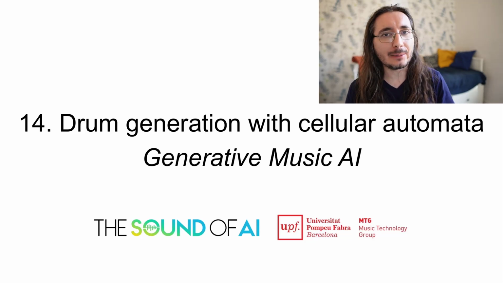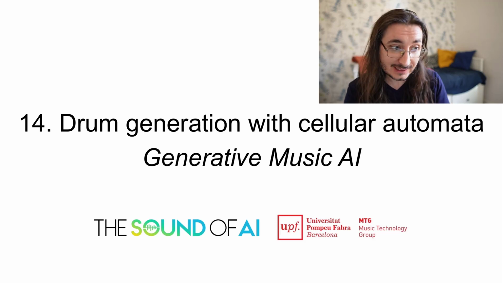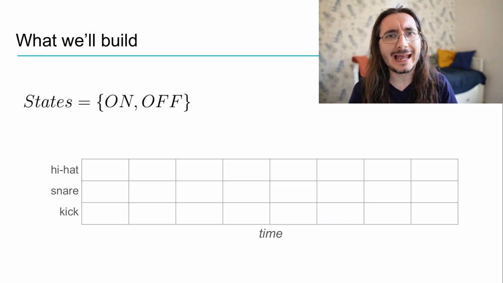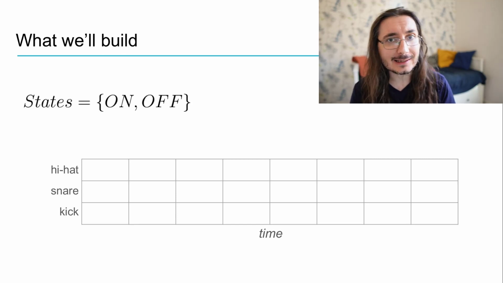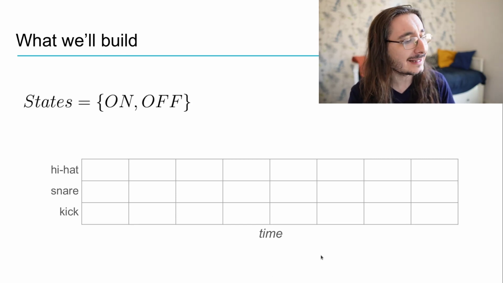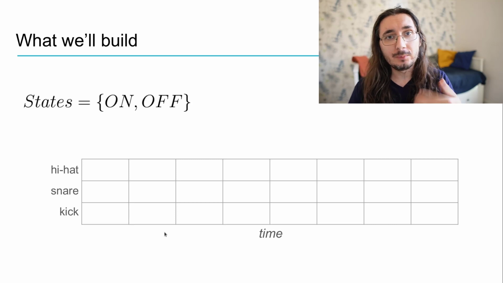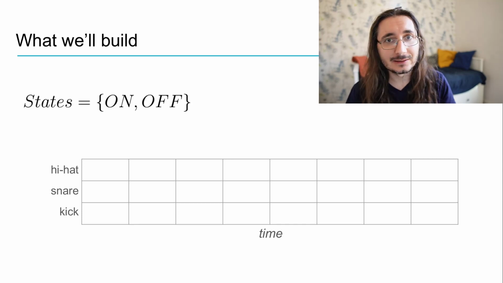Let's take a quick look at what we're going to be building with some level of detail. We're going to be building a two-dimensional automaton. In particular, on the x-axis, we're going to have time. On the y-axis, we're going to have the three drum instruments that we are going to be playing around with. That is kick, snare, and hi-hat.